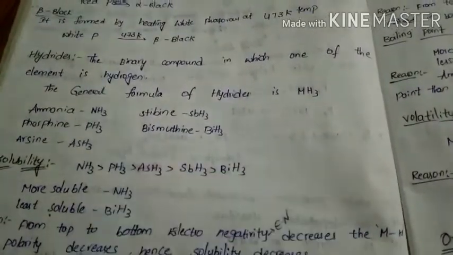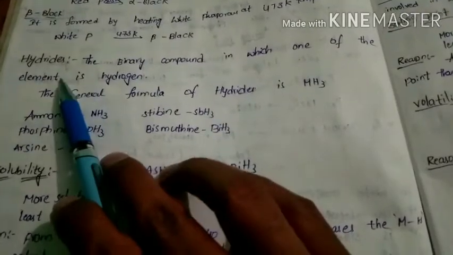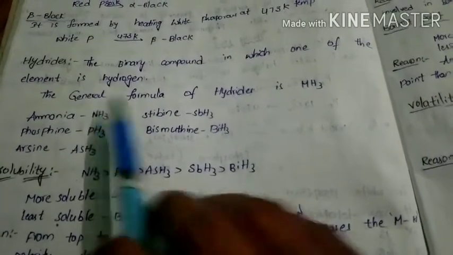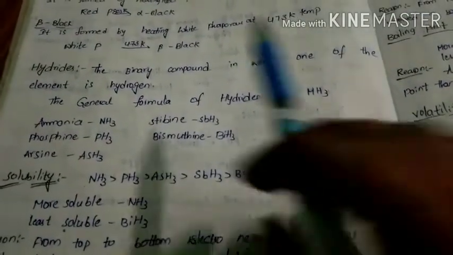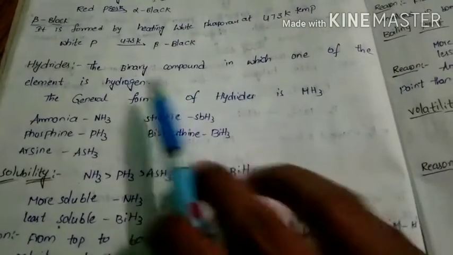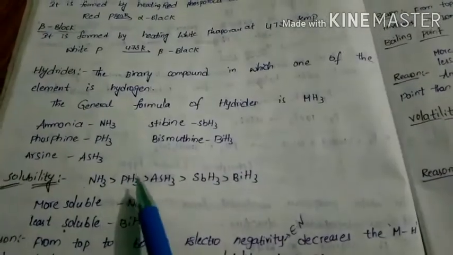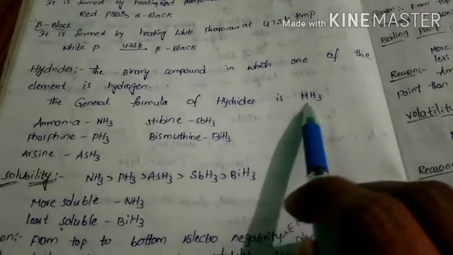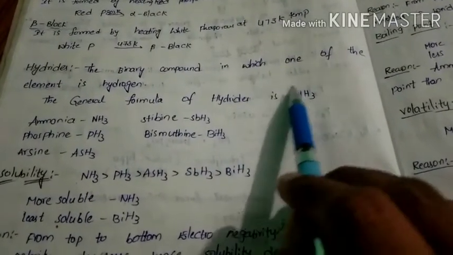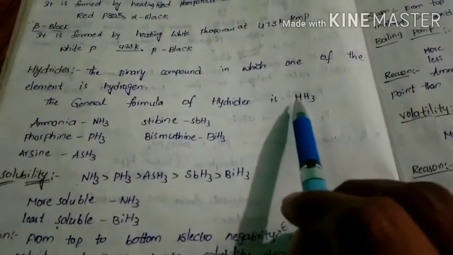See, hydrides. Hydrides means when these elements react with hydrogen, they form hydrides. The correct definition is: the binary compounds in which one of the elements is hydrogen are called hydrides. The general formula of hydrides in this group is MH3, where M is 15th group elements or 5A group elements.